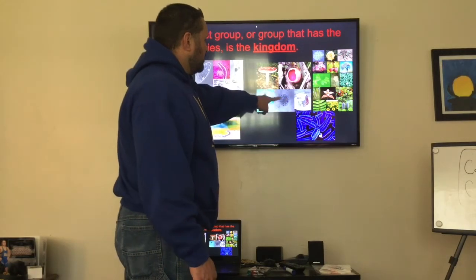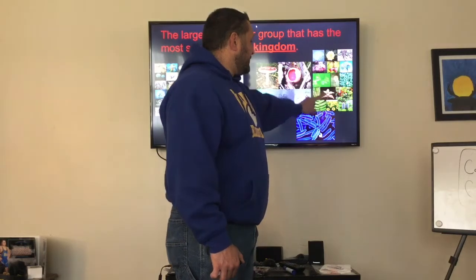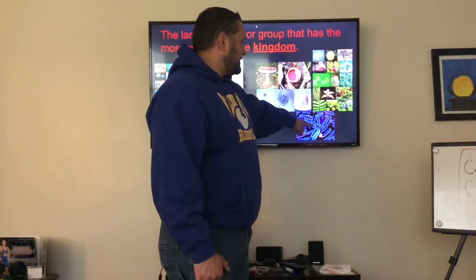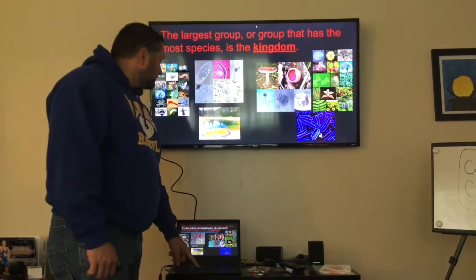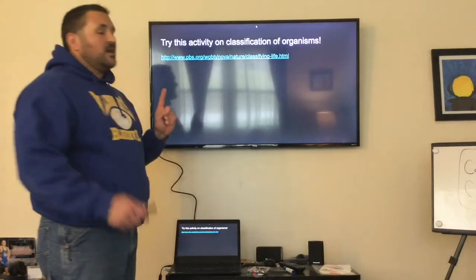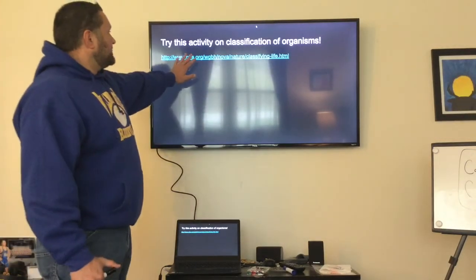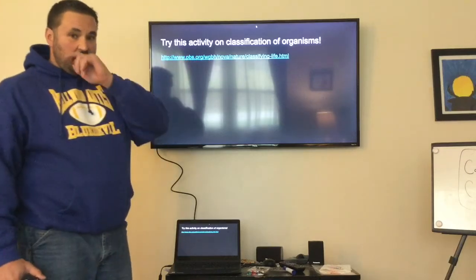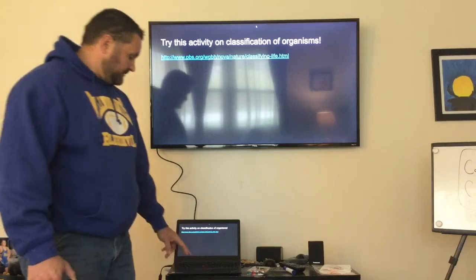Mushrooms, yeasts, and molds. That's the fungi kingdom. Obviously the roses, and then these are all the plant kingdom. And that's actually an electron microscope picture of bacteria. That's for the bacteria kingdom. You guys have plenty of time at home. If you click on this link on your iPad, it will take you to an activity where you're classifying different organisms.